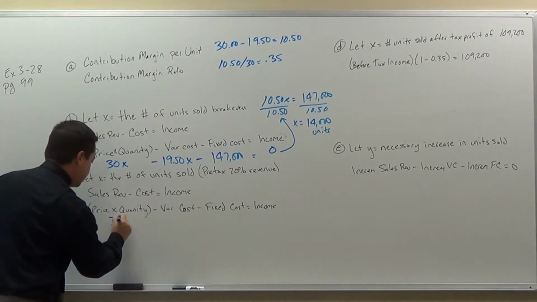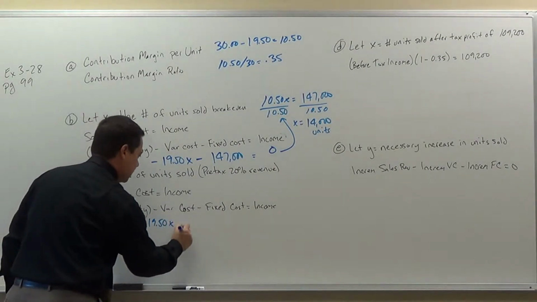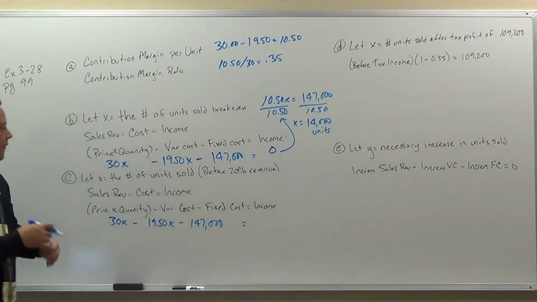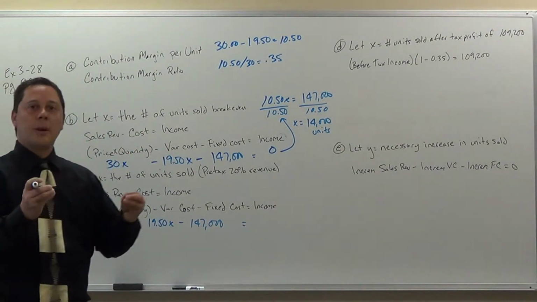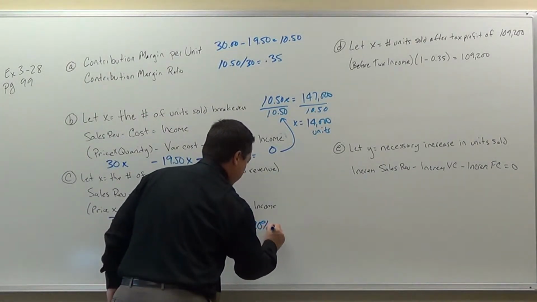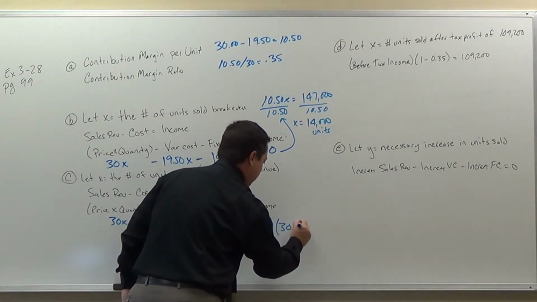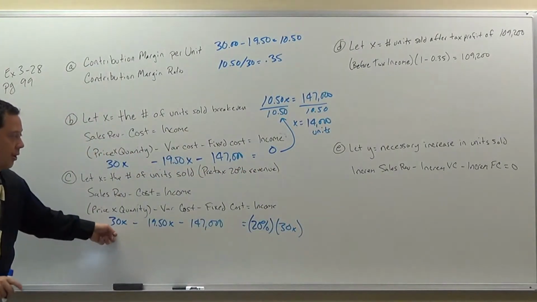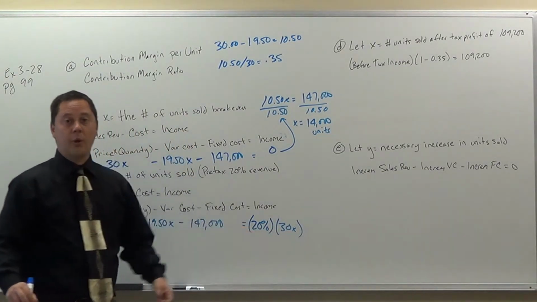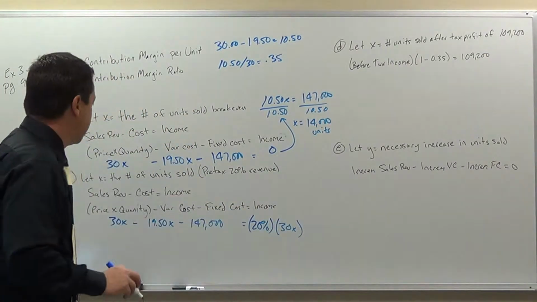But let me go ahead and put this up here. So again, we have the 30x. We don't know how many units we need. We have our 19.50x minus our $147,000 fixed cost. And then we've got to figure out what the income's going to be. Now remember, it's 20%. So we'll take the 20% here, and then we'll multiply that times the revenue we need. So we're going to take the sales right here. So 20% of this. Now what I will typically do for your calculator is make that a 0.2, but I want you to be able to visually see that. That's the 20%, and that's where it comes in.